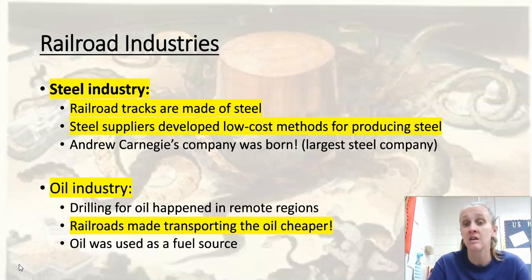Okay, not just transportation being cheaper for other products, but oil specifically. And oil is a very high demand source for fuel during this time. Okay, this is going to be John D. Rockefeller's company. So we'll get to them, like I said, a little bit later, so you're writing their names down, but be writing the stuff in yellow down.